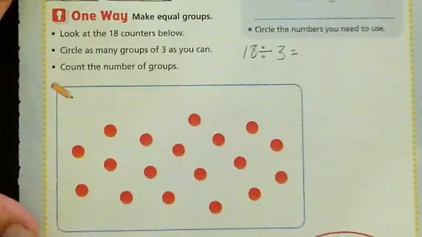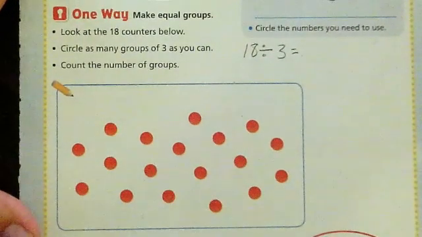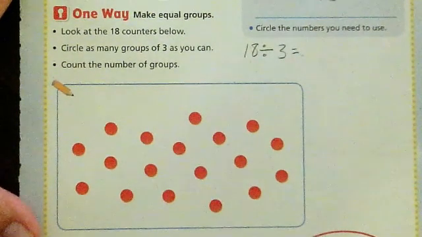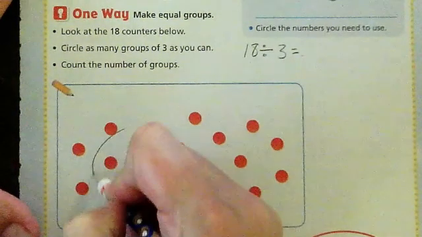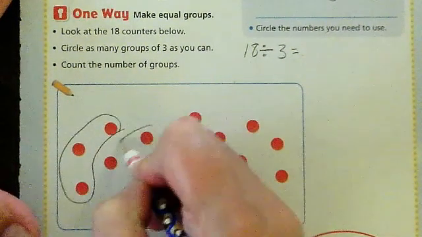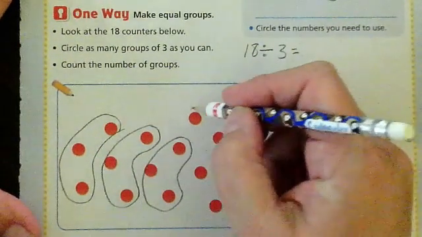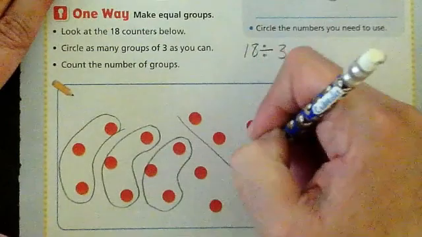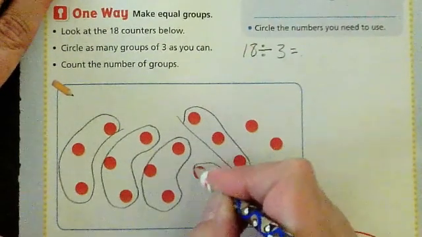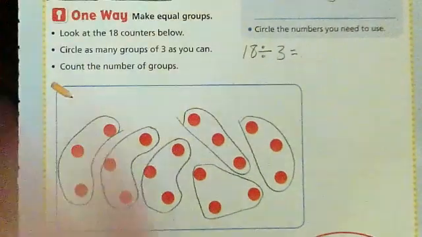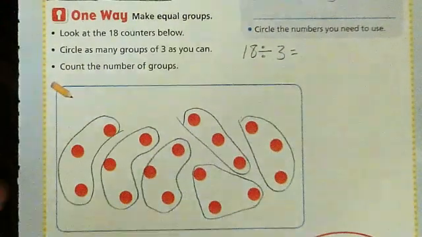So let's look at it this way. I have 18 counters. This could be anything you have at home, or you can use dots on your page. I'm good with anything. So it says circle as many groups of 3 as you can. Okay, groups of 3. There's one group of 3, 2, 3. There's a group of 3. There's a group of 3. And there's a group of 3. Kind of looks like red dot salad, just saying.